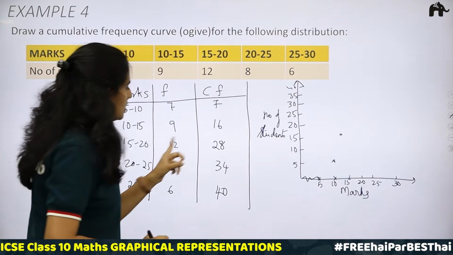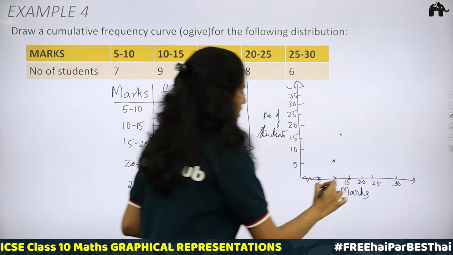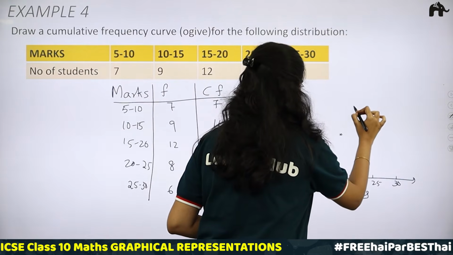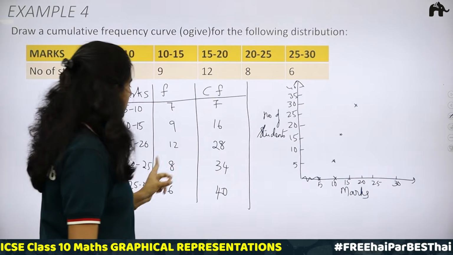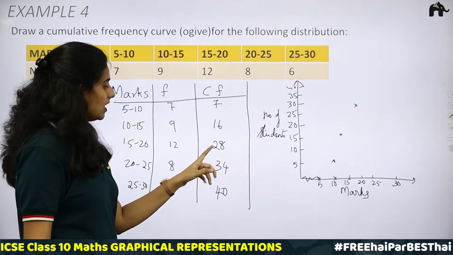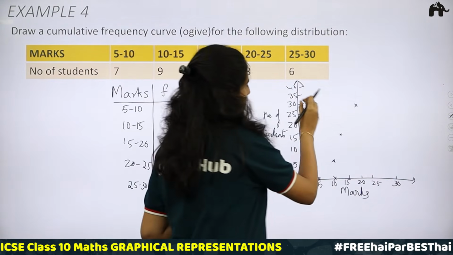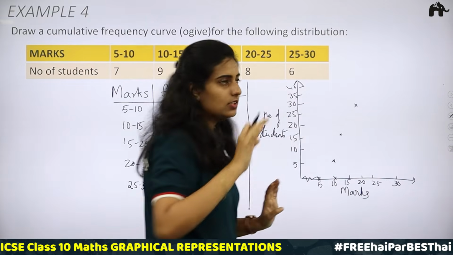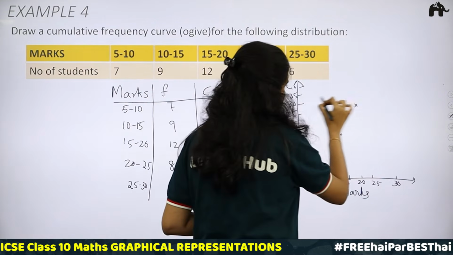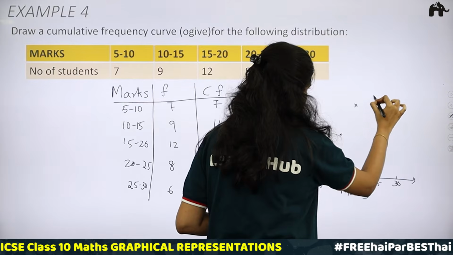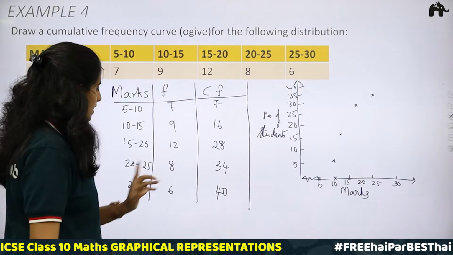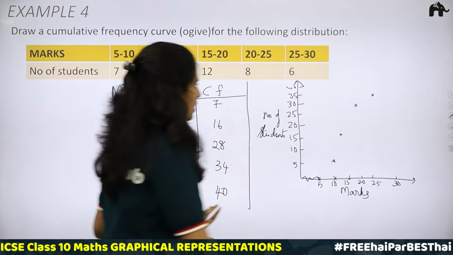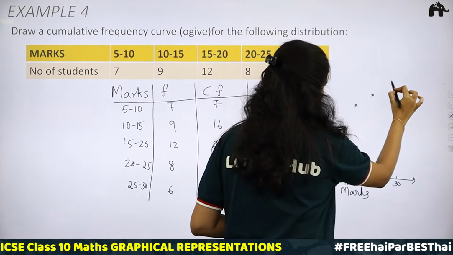Next, upper limit 20. Cumulative frequency 28. Here we have 20. Somewhere here we will be having 28. Okay. Upper limit 25. What is the cumulative frequency? 34. So, 34 lies between 30 and 35. Somewhere close to 35. So, 34 is here. 25. This is a point. Next, 30. Upper limit 30. Cumulative frequency is 40. Here we have 40 for 30.